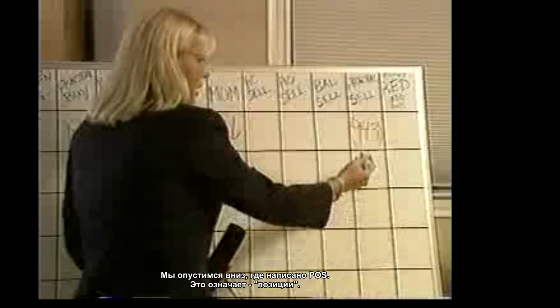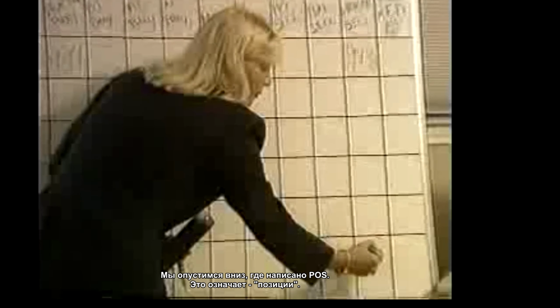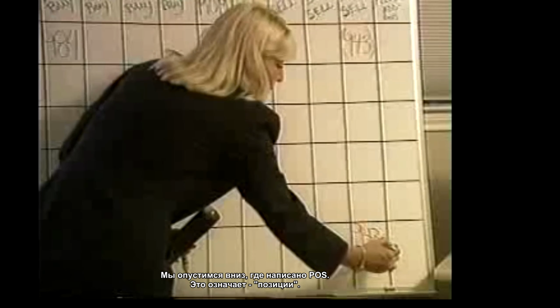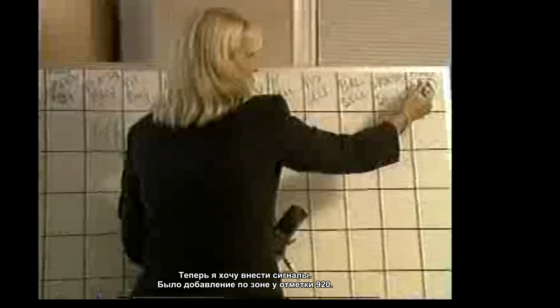Okay, so first of all, we're going to put parentheses around the fractal that has been hit. So we know we have taken a position. And we'll pull that down to the bottom where it says POS, and that does stand for positions. So we've got the 943, so when I look at my trading partner I'm short at 943. The next thing I want to do now is fill in my signals. So I had a zone add-on at 920, red, zone add-ons.